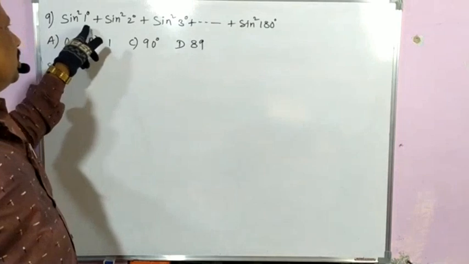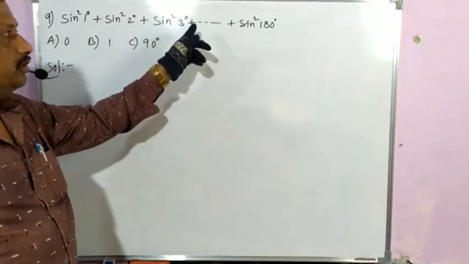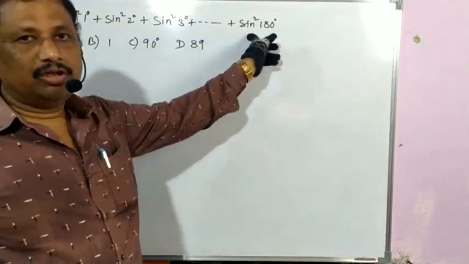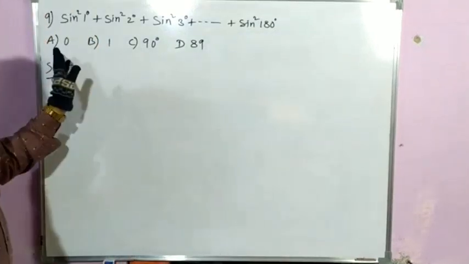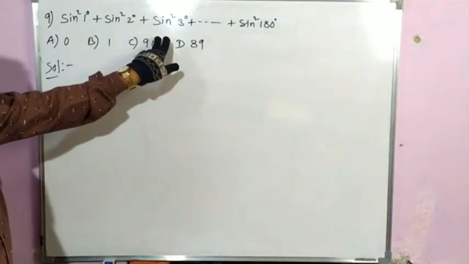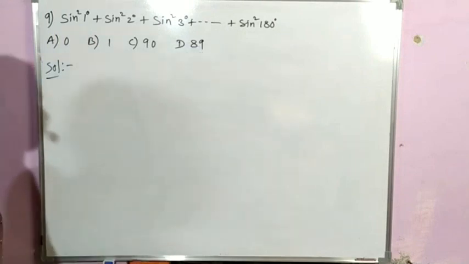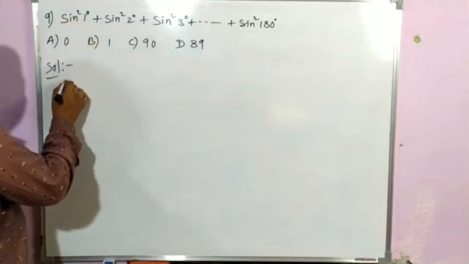Next question. Sine square 1 degree plus sine square 2 degrees plus sine square 3 degrees plus so on plus sine square 180 degrees. The options are 0, 1, 90, 89. Okay, so we will see. First you write down what is given.